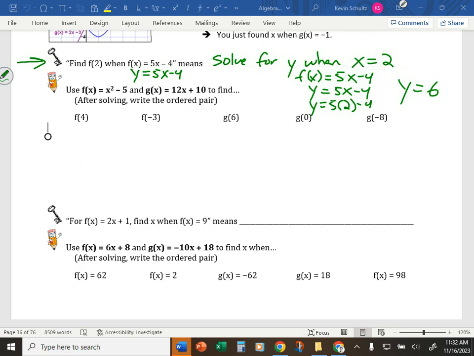It's seeing "find f of 2" and knowing what to do with that. The math isn't all that bad, right? It's just the vocab. It's the language. What's f?